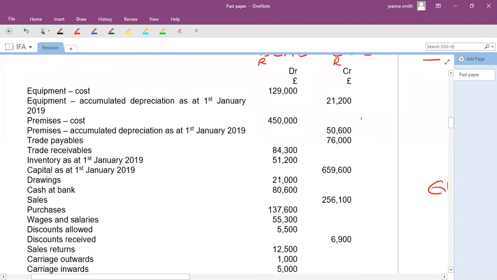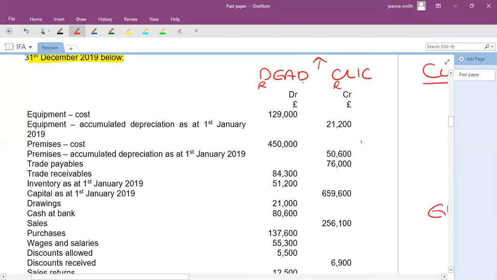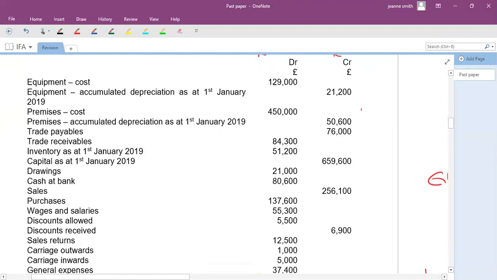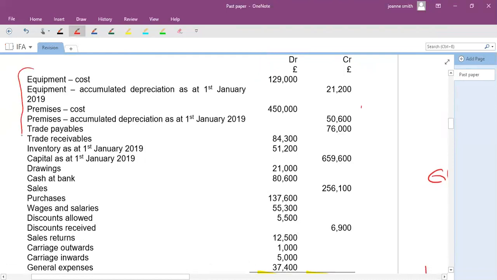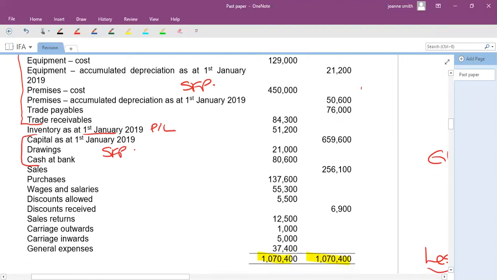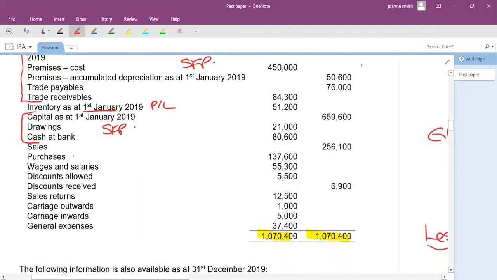So remember, in your debit column, you've got expenses, assets and drawings. Expenses will go in the P&L and assets and drawings will go in your SFP. So if we go down our list here, we've got all of those there going into the SFP. Then we've got opening inventory, which is a profit and loss statement item. And then we've got a couple of SFP items again. And I think the rest of the items then are all profit and loss.